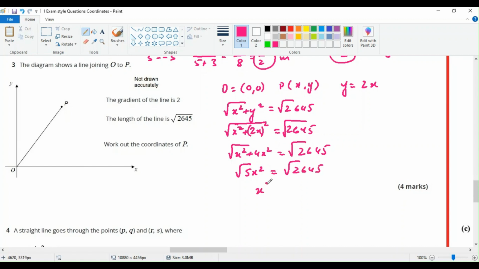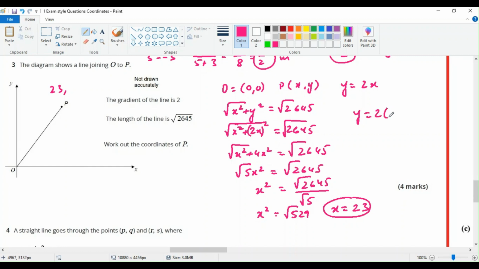5x squared equals 2645. Now we need to find the value of x squared. That means this is going to be 2645 divided by 5. So x squared is going to be equal to 529. That means the value of x is 23. Now we know very well that x is 23 and the value of y is going to be double. So 2 times 23 gives us 46. That means the value of y is 46. We have found the coordinates of point P.